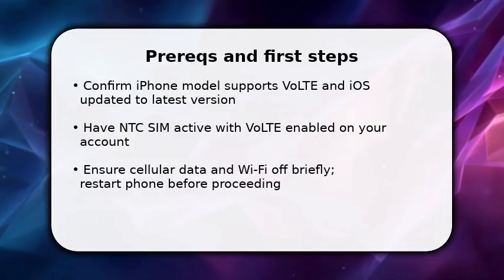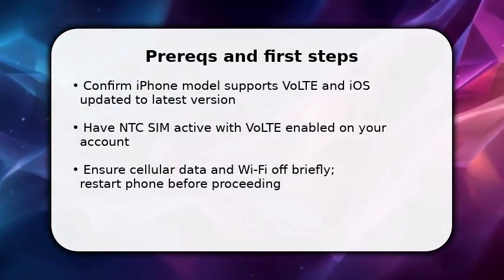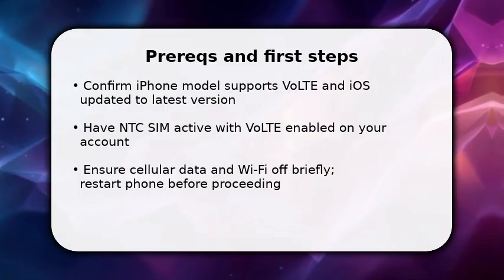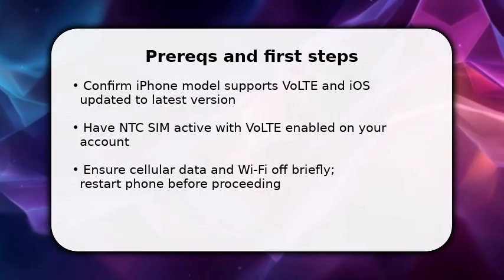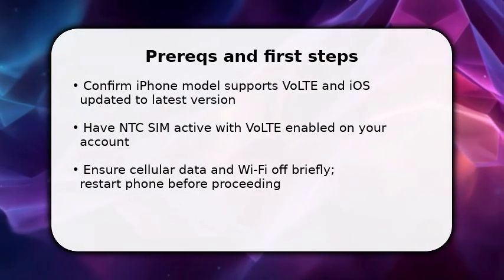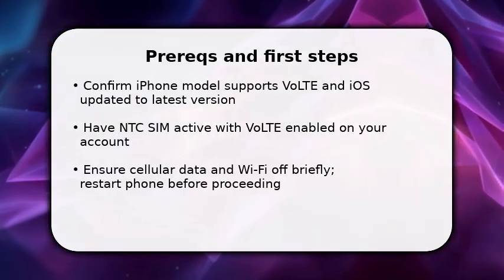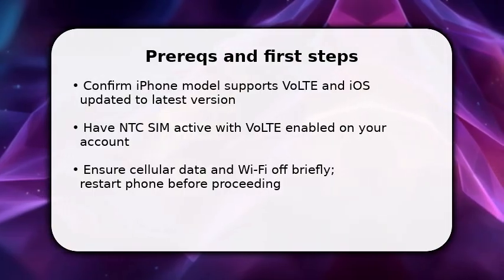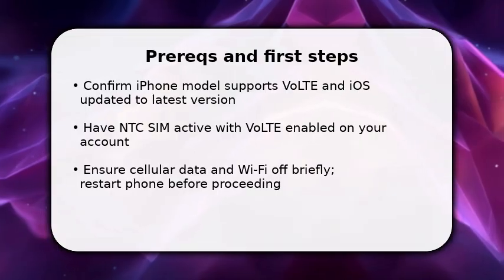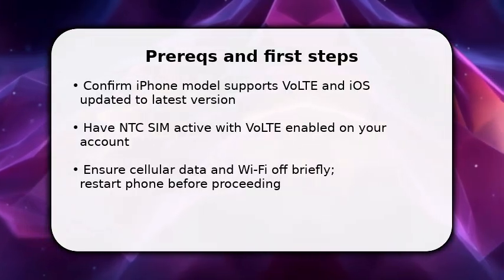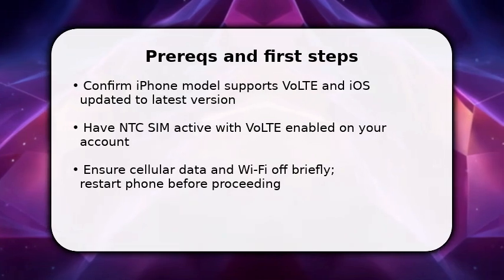You start by confirming compatibility. Check your iPhone model and update iOS so VoLTE settings appear. Next, verify NTC has provisioned VoLTE on your SIM, call support, or use their app to confirm. Once done, remove and reinsert the SIM, then restart the phone to allow the network to push VoLTE configuration. Make sure cellular data is enabled after reboot. These steps prepare your device and network, so the next settings changes will register correctly and avoid common provisioning issues.